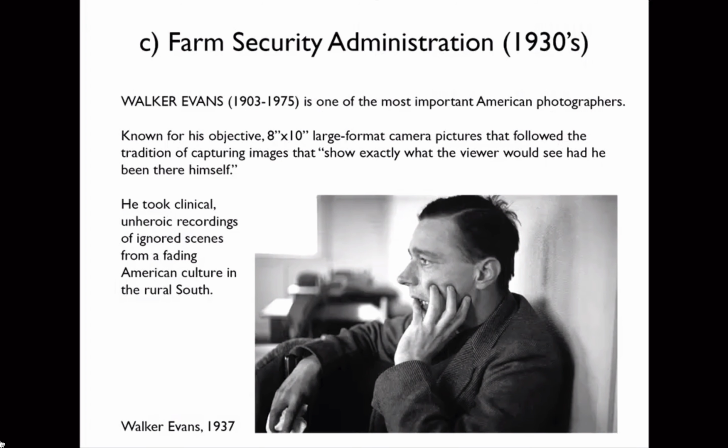Another photographer who worked for the Farm Security Administration was Walker Evans, who is one of the most important American photographers, and he's known for his objective 8x10 large format camera pictures that follow the tradition of capturing images that showed exactly what the viewer would have seen had he been there himself. He took clinical, unheroic recordings of ignored scenes from a fading American culture in the rural South during and after the Great Depression. And these are some of the images that he had taken.